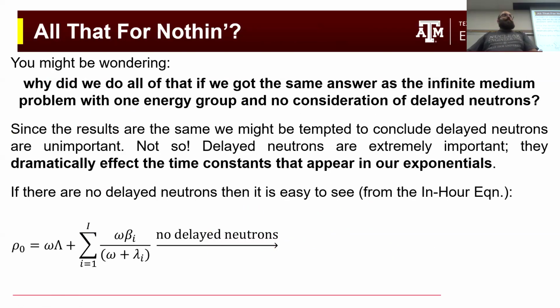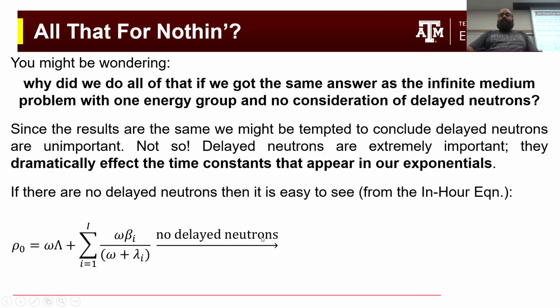So you might then be mad at me and wonder, why do we have to go through all that work if we just got the same answer that we got with a more simple problem? That might make you think that delayed neutrons aren't important, but that's not the case. They're important because those delayed neutrons add negative exponentials into our solution, and those negative exponentials end up affecting the system response. Effectively, they make our reactors easier to control.